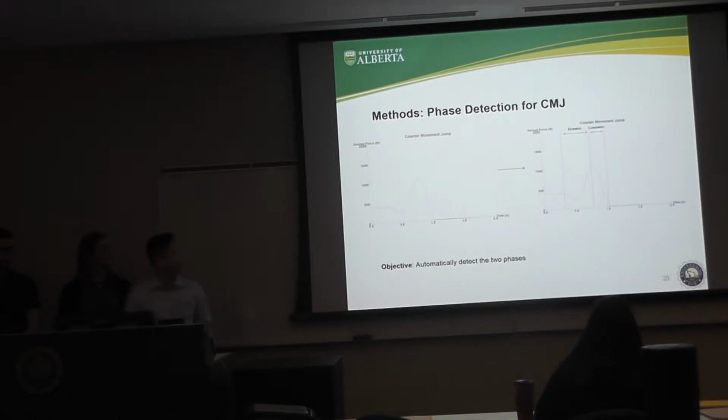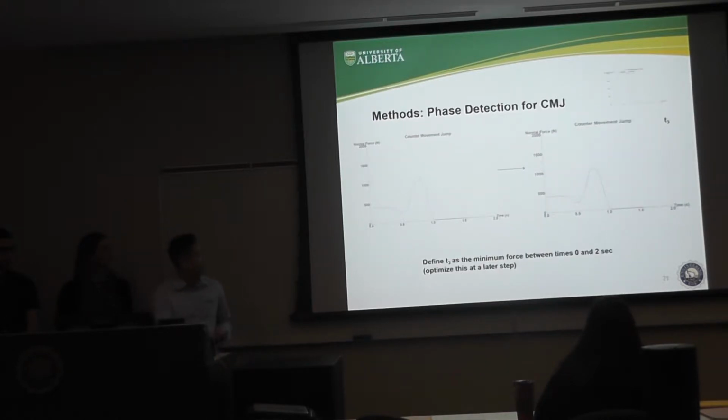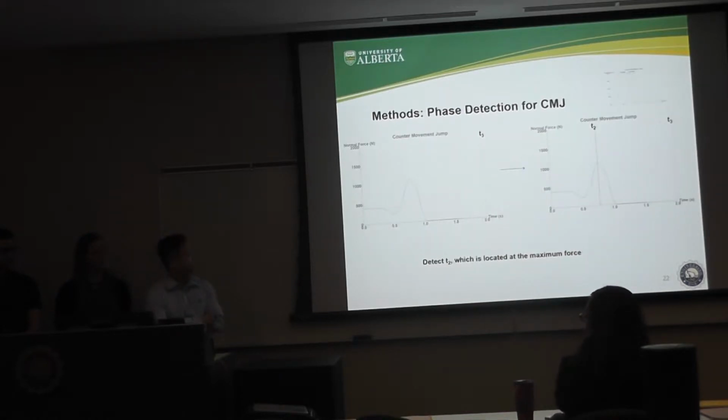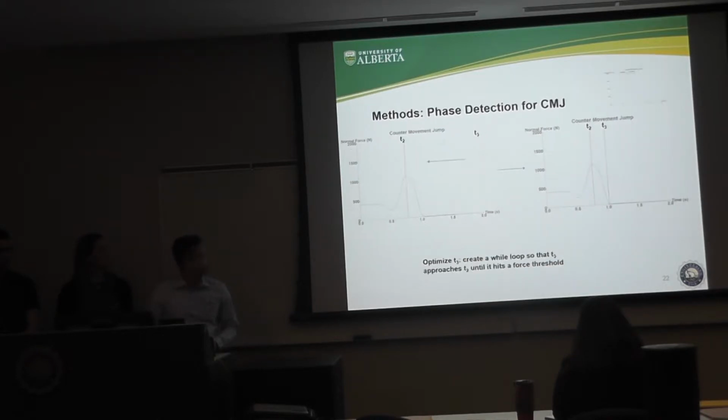And how do we do this? So first, we define T3 as being the most minimum force between 0 and 2 seconds, and we find it to be T3. Next, we define T2 as being the time at the maximum force. And this is usually done by taking the maximum function in Mathematica. And the next step here is we allow T3 to approach T2 until it reaches a certain threshold force. And we do this by using a while loop in Mathematica.